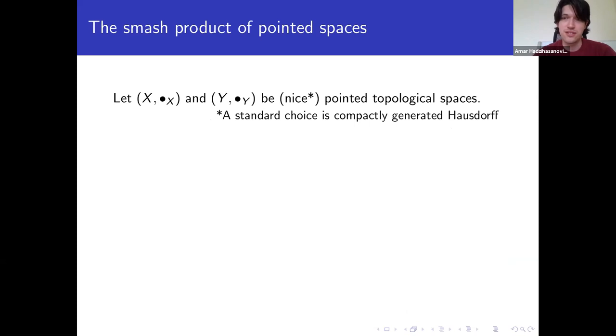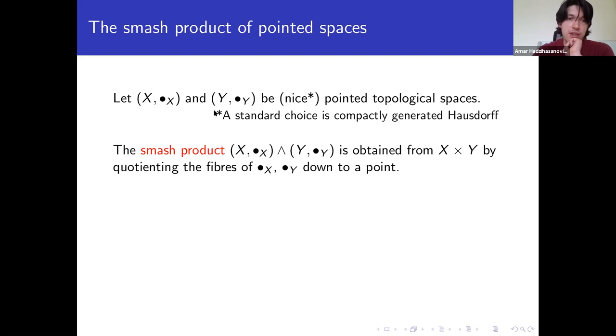So this is the first construction that we are interested in. And the other one is a classical construction of topology called the smash product of pointed spaces. So if we take two pointed topological spaces, or spaces with a base point, and we assume that we take a category of nice topological spaces, for example, compactly generated Hausdorff spaces, the smash product of two pointed spaces is constructed in this way. We take the Cartesian product of the two spaces, and this Cartesian product is fibered over both X and Y with the projections. And then we can take the fibers in X times Y of both base points of X and Y, and then we quotient them down to a point.